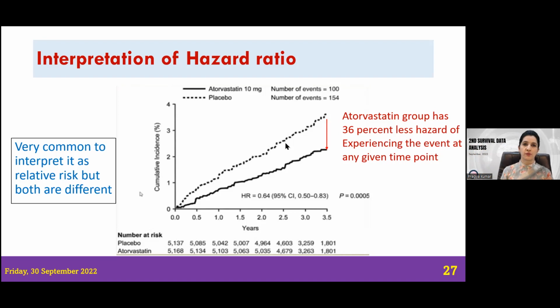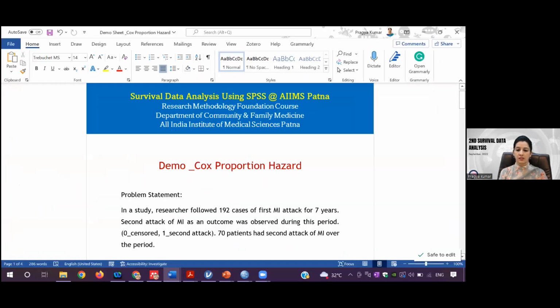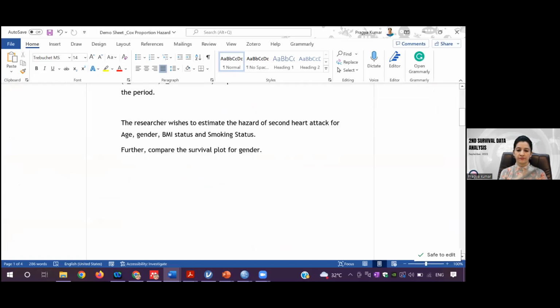Okay, Dhruv is okay. Any other question before we go to seeing how it is actually done on SPSS? So if not, this is the question.